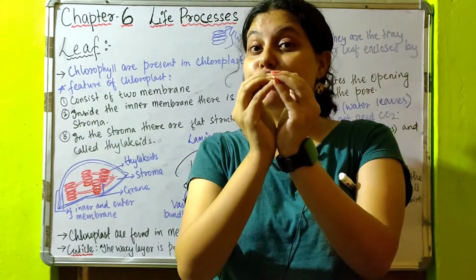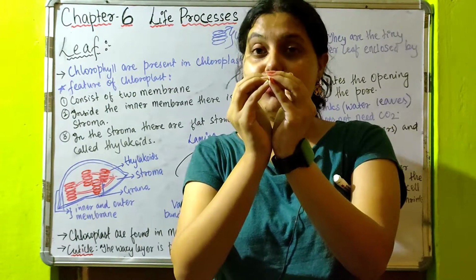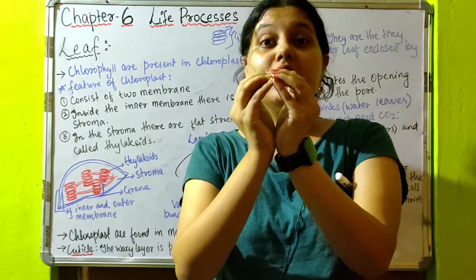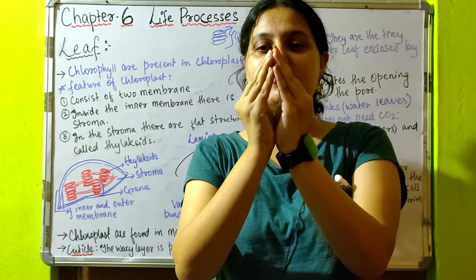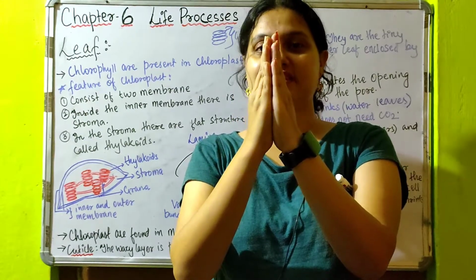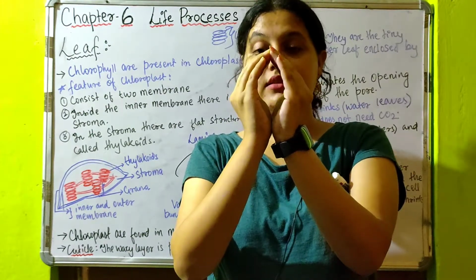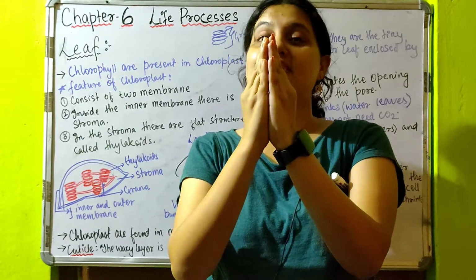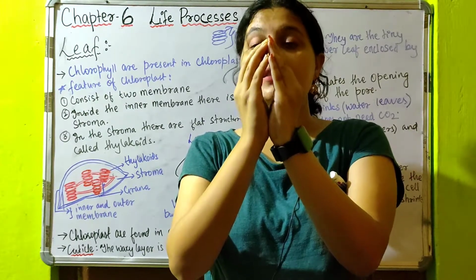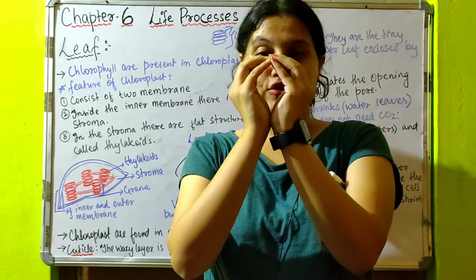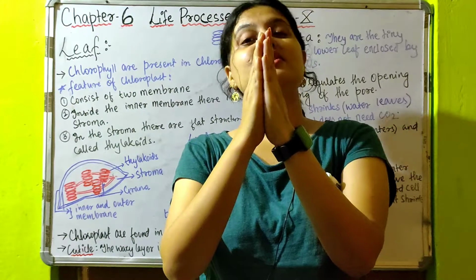Now the plant does not need CO2, so it wants to close the stomatal pore. Then what happens? The water releases out from the guard cell, and slowly the guard cell shrinks. This is what happens when the guard cell swells, and this is what happens when the guard cell shrinks. So you can make out that when the guard cell swells, the stomatal pore is opening, and when the guard cell shrinks, the stomatal pore is closing.